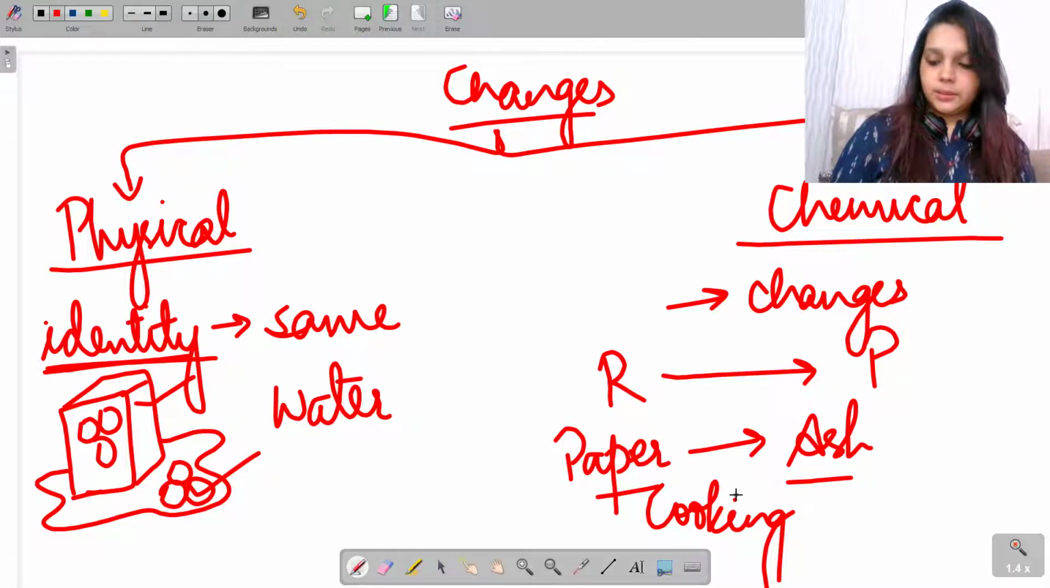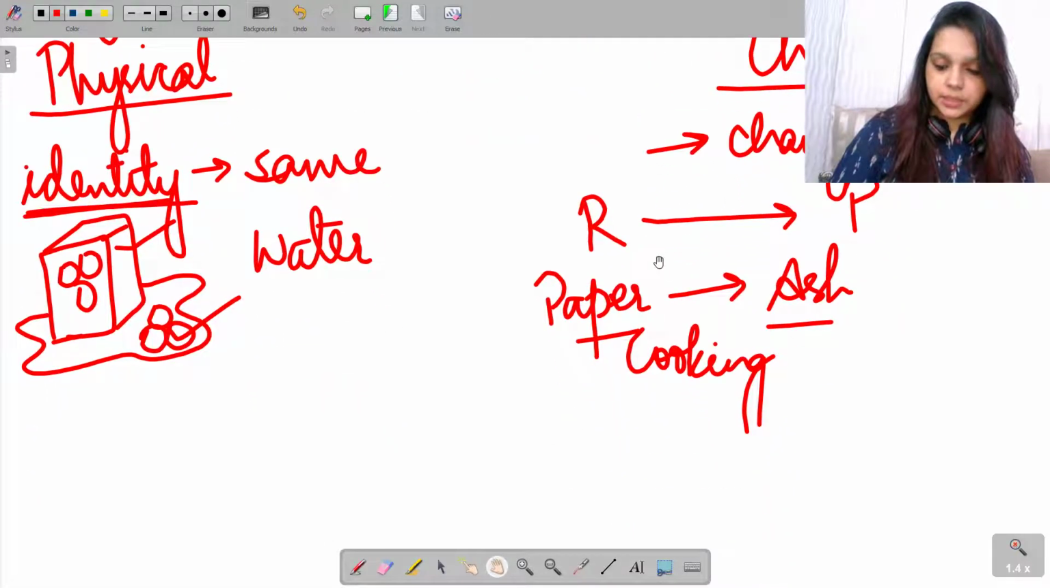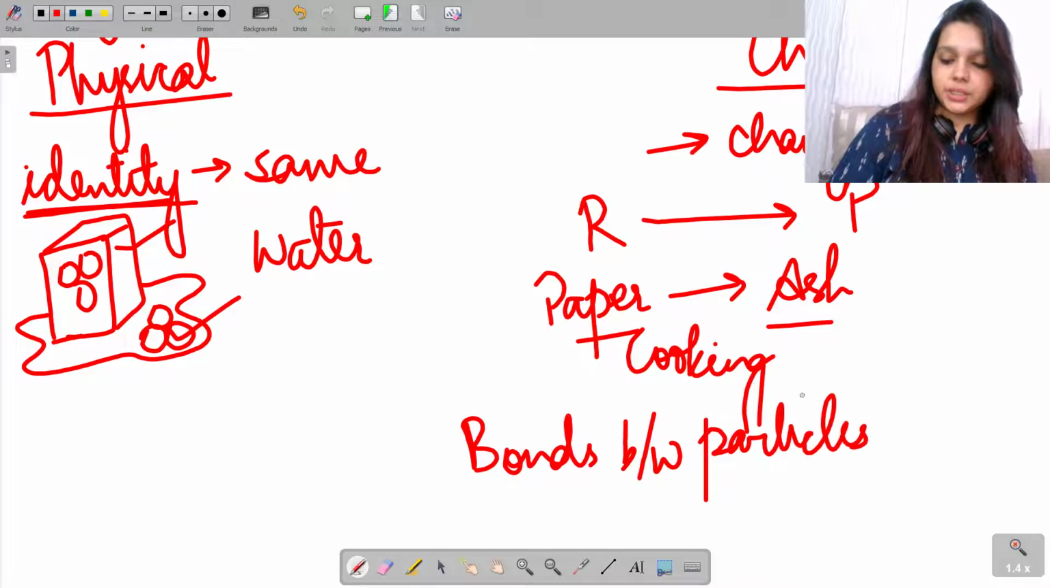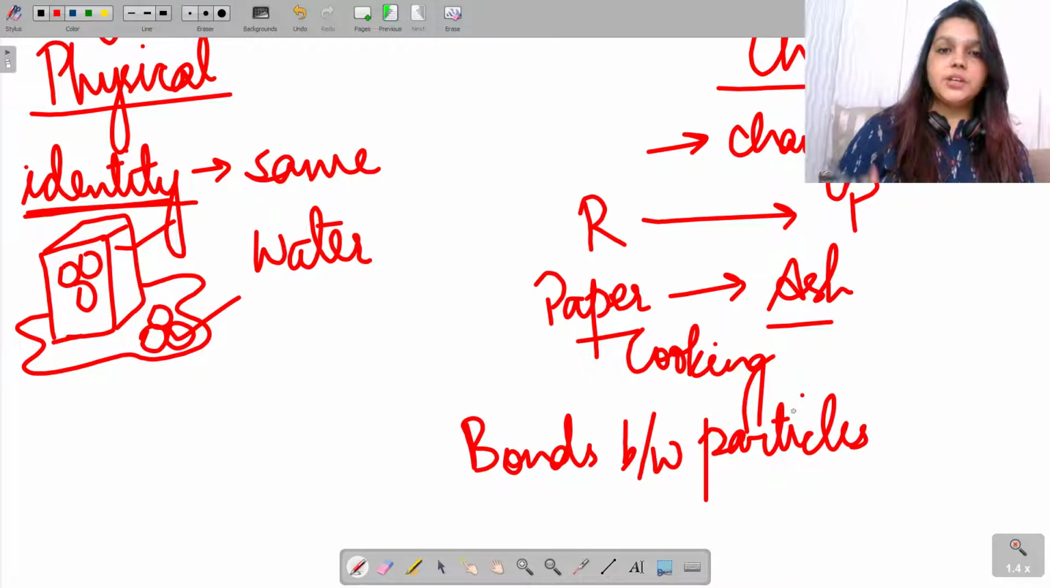So breaking it down into chemistry terms, what is happening is the bonds between the particles are actually changing, they are rearranging themselves in such a way that a new product with a new, different identity is formed altogether. So the entire role plays about the bonds here.